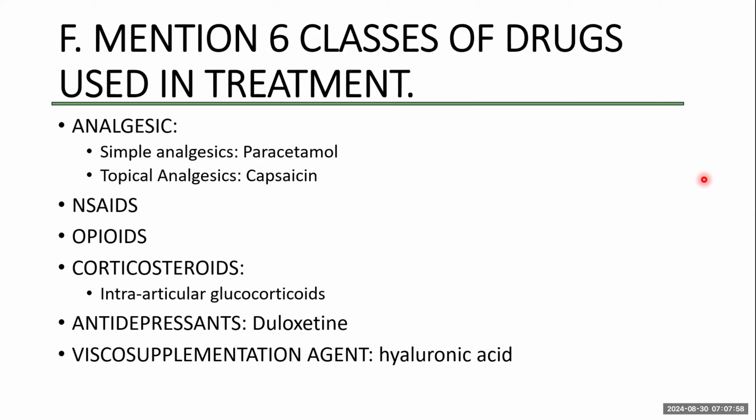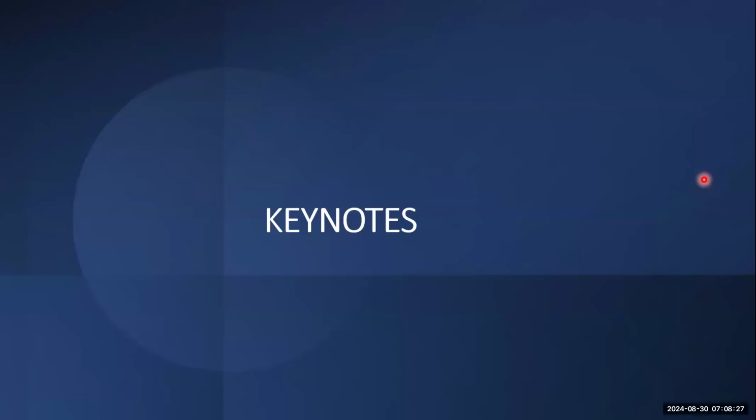The 6 classes include analgesics, which could be simple analgesics like paracetamol, oral ones, or topical analgesics like capsaicin. Capsaicin mostly is used when so many others have failed in terms of pain management for osteoarthritis. You can also use NSAIDs, the opioids, the corticosteroids, even the intraarticular glucocorticoids. Antidepressants too can be used, duloxetine, and then viscosupplementation agents like hyaluronic acid.